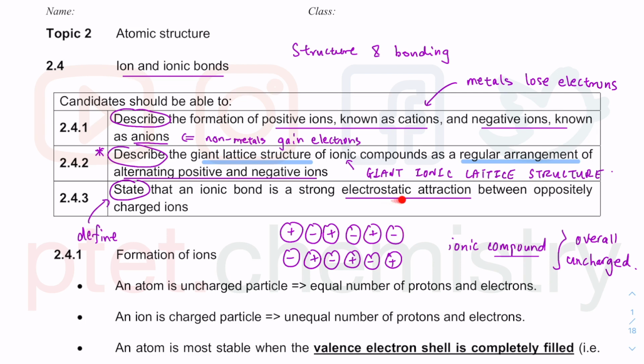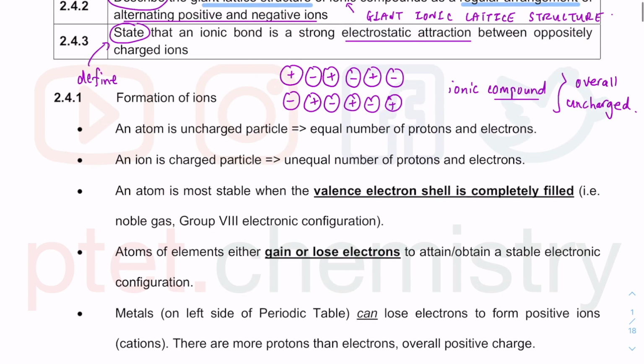It's electrostatic force of attraction between these oppositely charged ions in this giant ionic lattice structure. So the structure of an ionic compound is giant ionic lattice structure. The bonding of an ionic compound is ionic bond. Do not confuse structure and bonding. They are separate. You've got to specify what is the structure and what is the bonding separately.